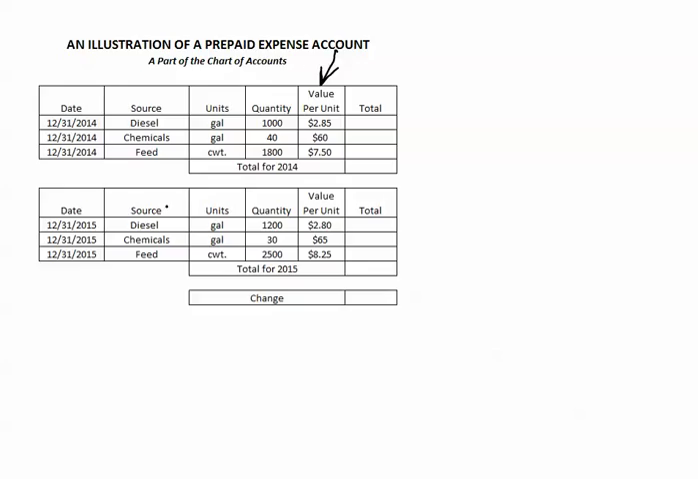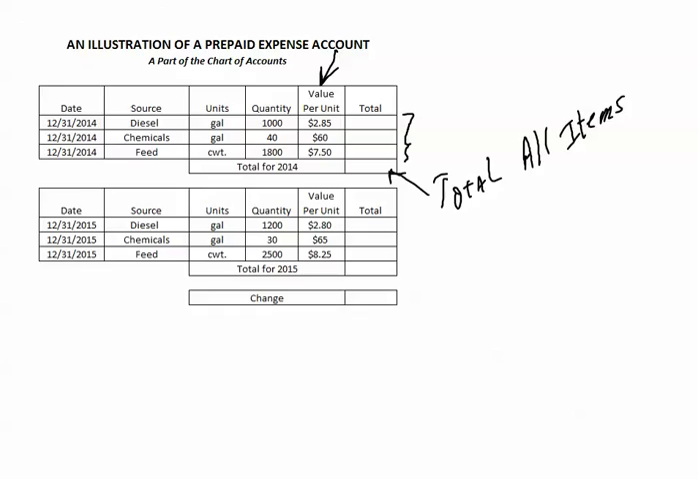Now, what you should do in this account, and of course there are many different ways you could set it up, but in this illustration what you would do is find totals here for all those items for 2014, and then in this cell you would total all items. So in other words, you'd get a total for diesel, chemicals, and feed, and then you'd add them up. And that would give you your prepaid expenses for 2014.